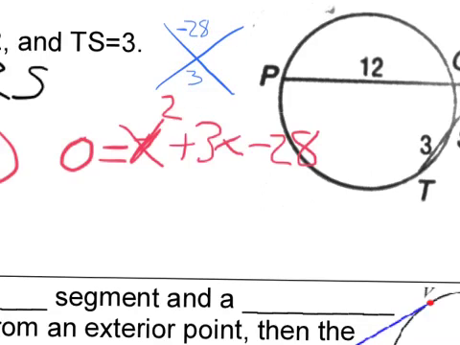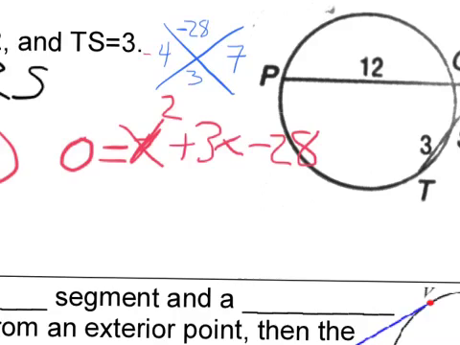Think about it for a second. I already got it. It is 4 and 7. Now wait a second though. 4 times 7 equals positive 28, and 4 plus 7 doesn't equal 3. However, negative 4 plus 7 equals 3, and negative 4 times 7 equals negative 28.